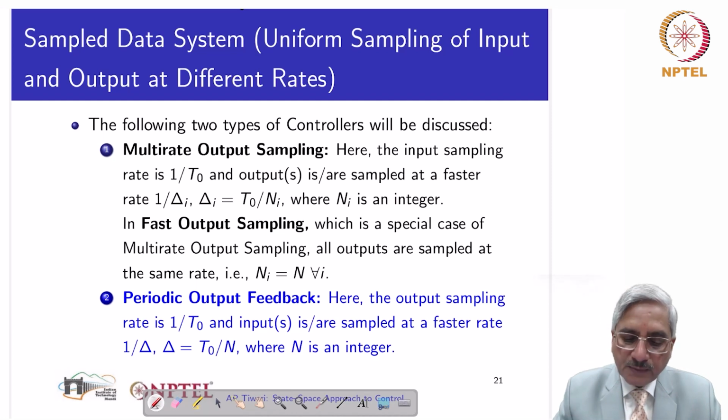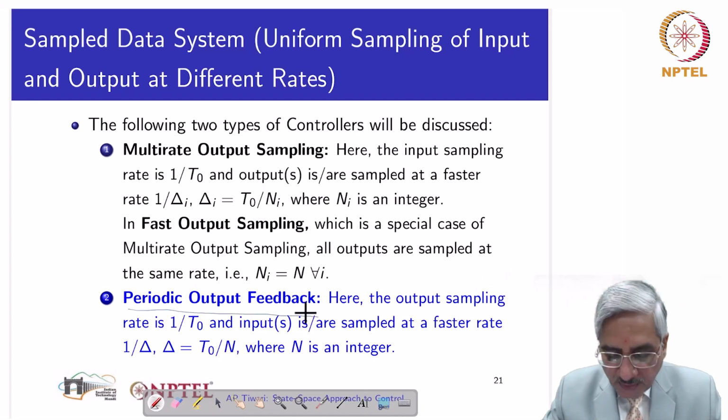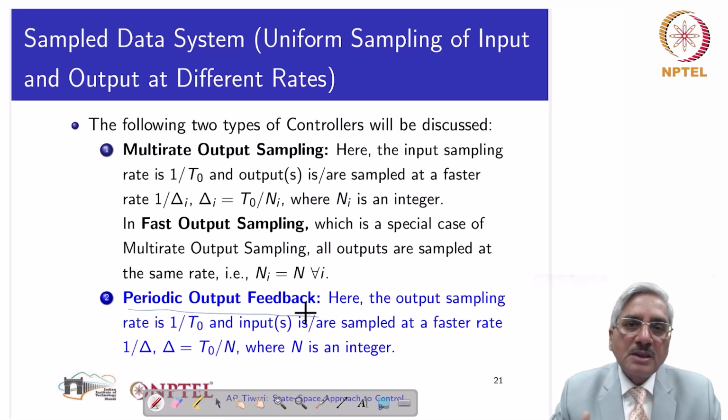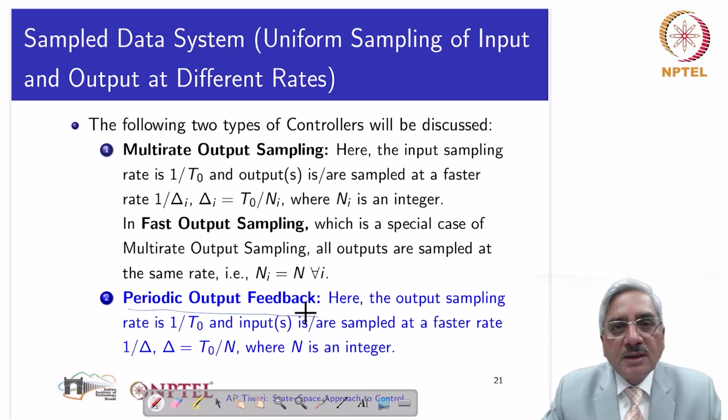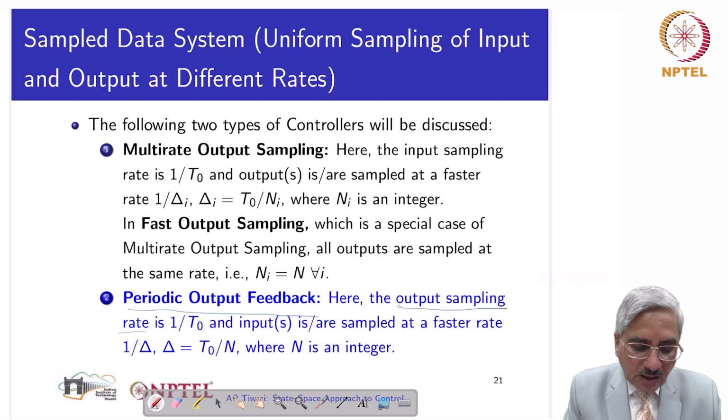The other class of controller is called periodic output feedback, and here the situation is the opposite of fast output sampling or multi-rate output sampling. Here the output sampling interval is large.